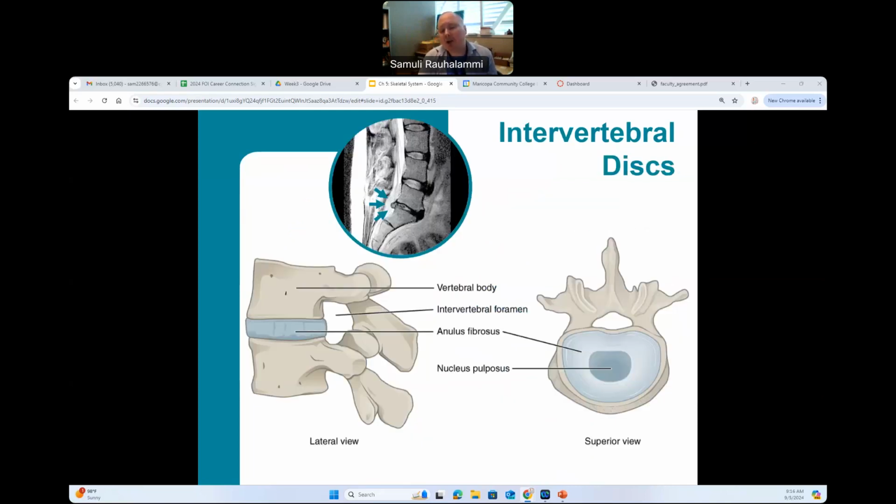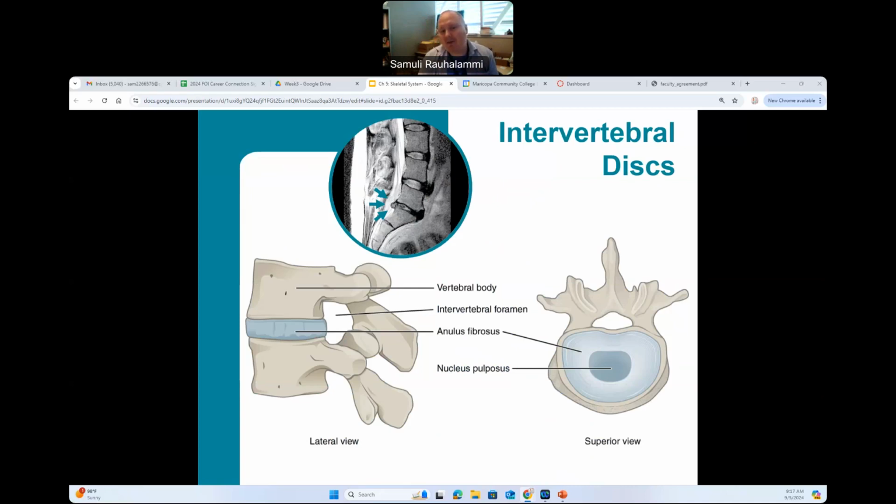I do want to also highlight these fibrocartilage discs between the vertebrae. These are cushion-like pads, and they serve two purposes for us. They offer a greater range of mobility, so we don't get bone-on-bone interaction, which would really limit our ability to move our vertebral column, but allows this bending of the vertebral column.